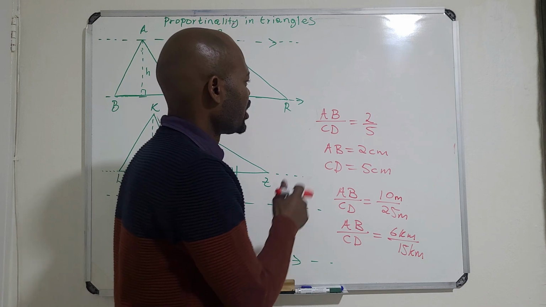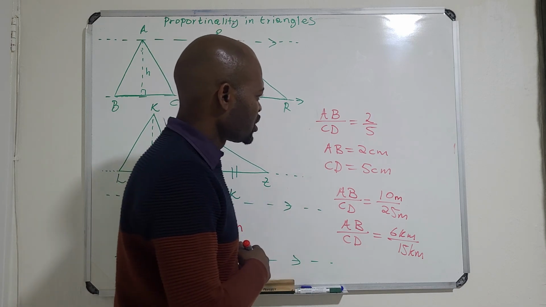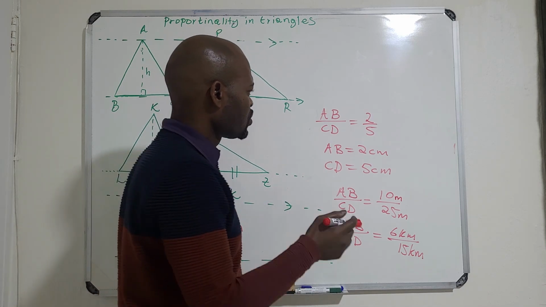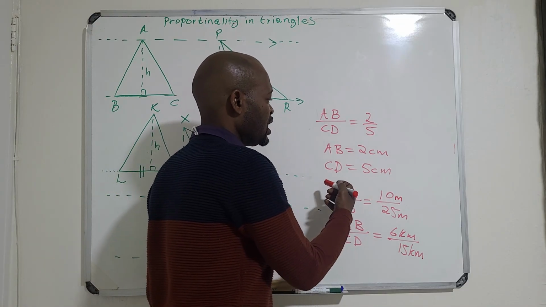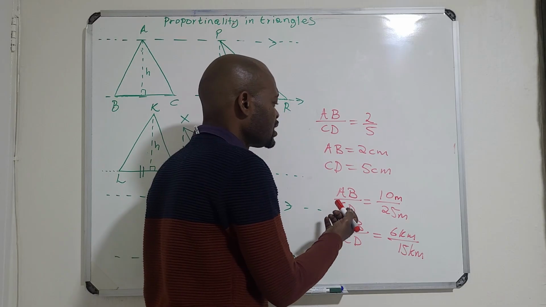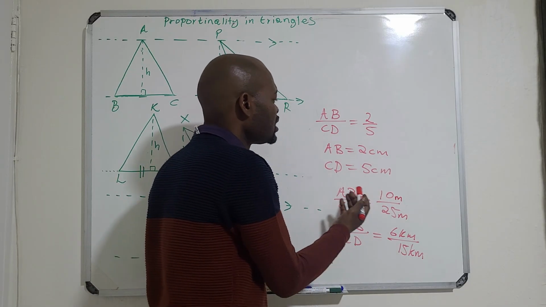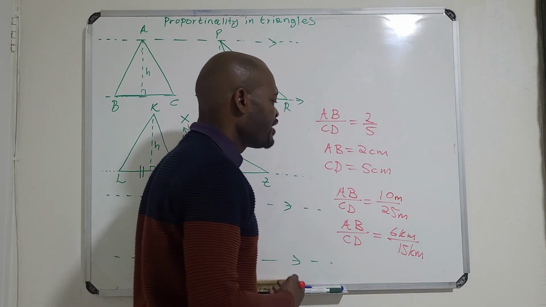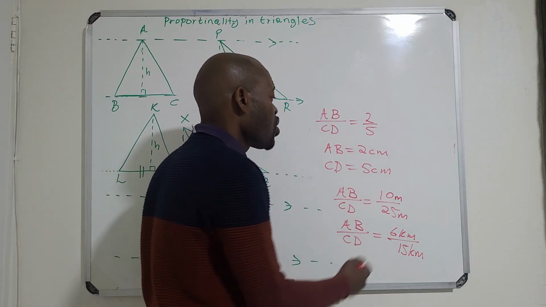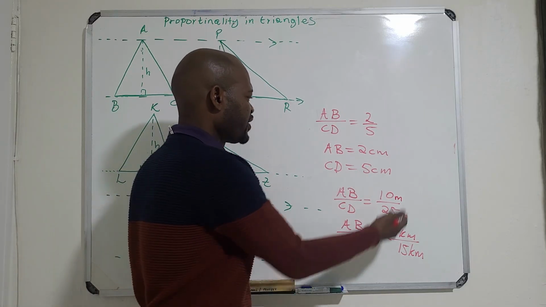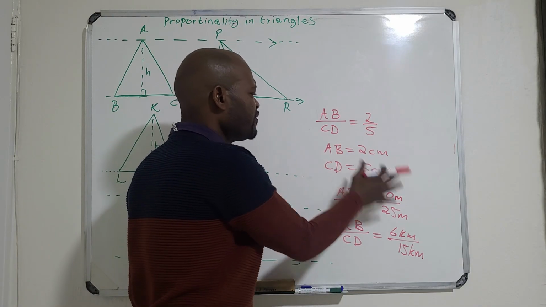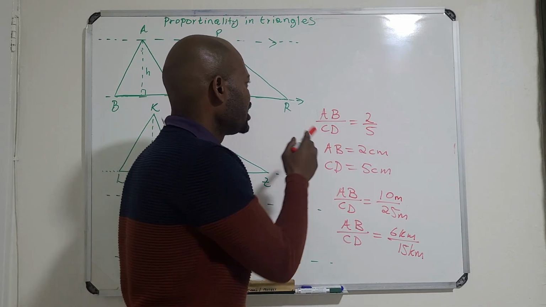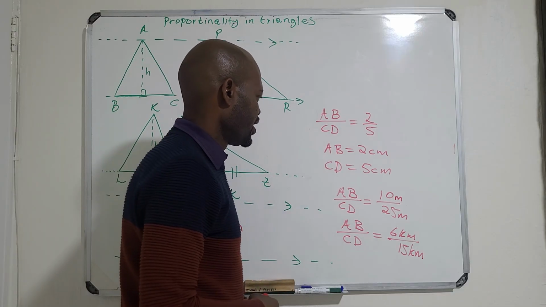Now, ratio also does not give the units of measurement. That is why I said it could be 2 centimeters, it could be 5 centimeters, or it could be 2 meters, or it could be 5 meters, or it could be 2 kilometers, or it could be 5 kilometers. Therefore, ratio does not give the unit of measurement. It does not give the actual length.